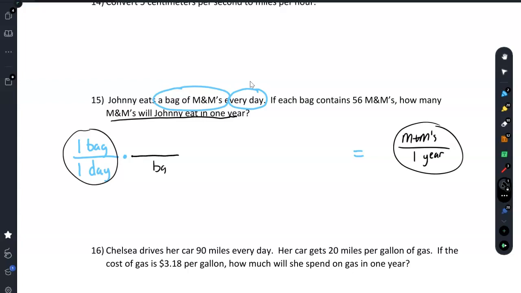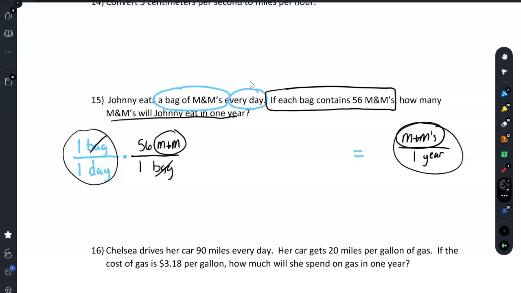So if I want to cancel out bag, I know I need bag on the bottom. And this second sentence tells me that one bag contains 56 M&Ms. So now I've canceled out the word bag, and I have the word M&M on top, which is exactly what I wanted. So now I'm going to move on to cancel out the word day. If I have day on bottom, I know I need day on top. And if I want to get this to years, I know that there are 365 days in 1 year. So the word day has canceled, and I have the word year on bottom.